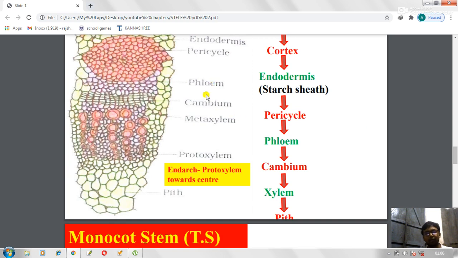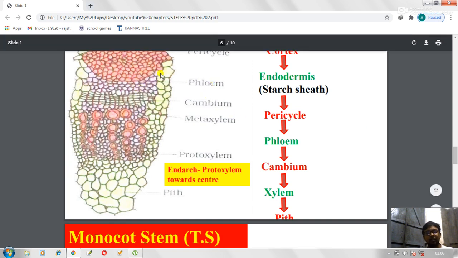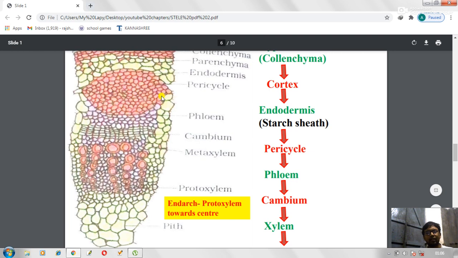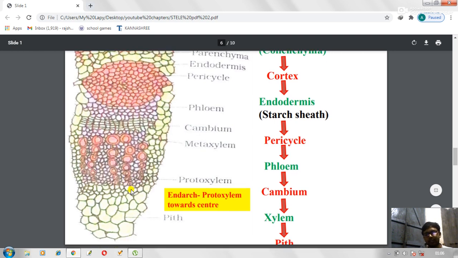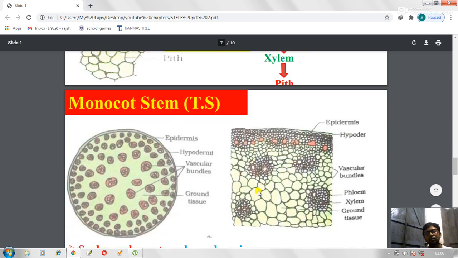Here is the phloem region, and this is a pericycle, and this is a phloem region, and this is a cambium. This is a xylem, and it is an endarch xylem. Protoxylem is present towards the center. Then we will see the monocot stem.